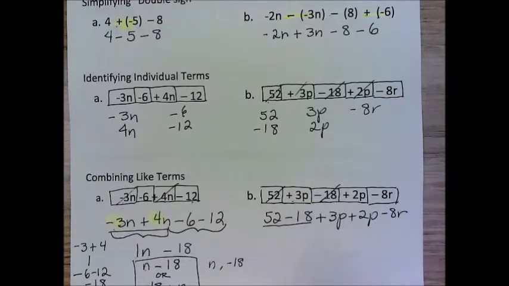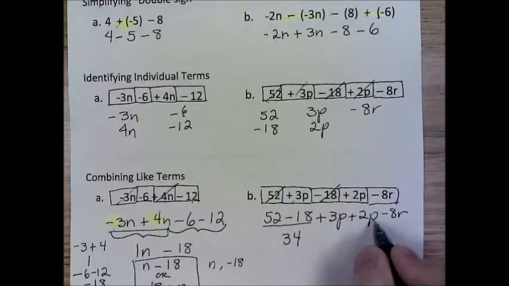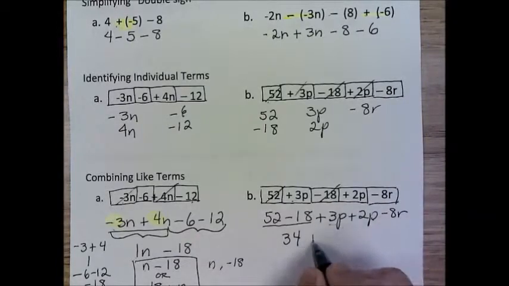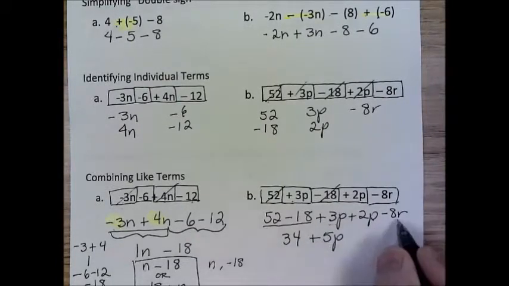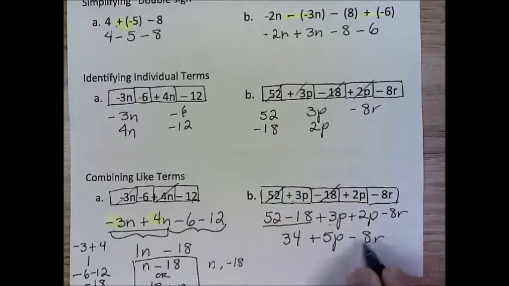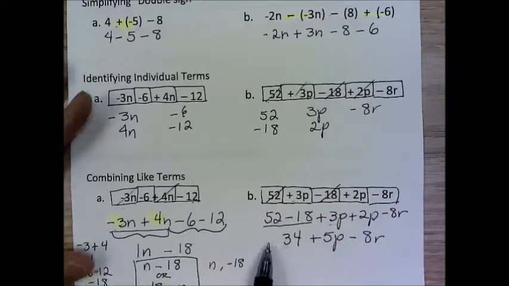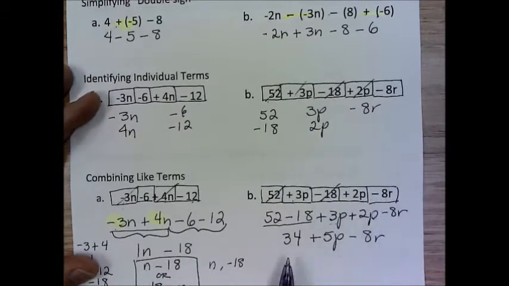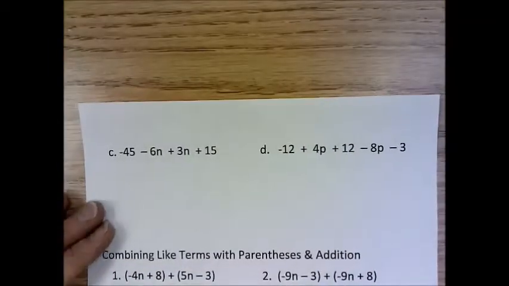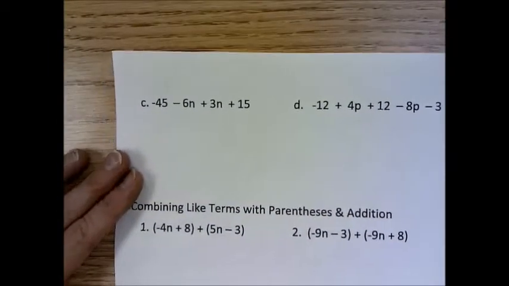So 52 minus 18 is going to be 34. Then 3p plus 2p would be plus 5p. And I have to bring down my minus 8r. There's nothing else there. So I've combined it, started with 5 terms, wound up with 3. Okay, let's try 2 more here.